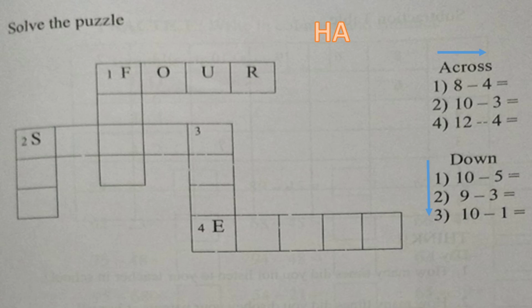8 minus 4 is 4. 10 minus 3 is 7. 12 minus 4 is 8. So first write the number and the number names also. Okay, then you see the number and write the number name in the puzzle. Okay, you'll all try it. We'll check for the answer in the next class. Okay, children?